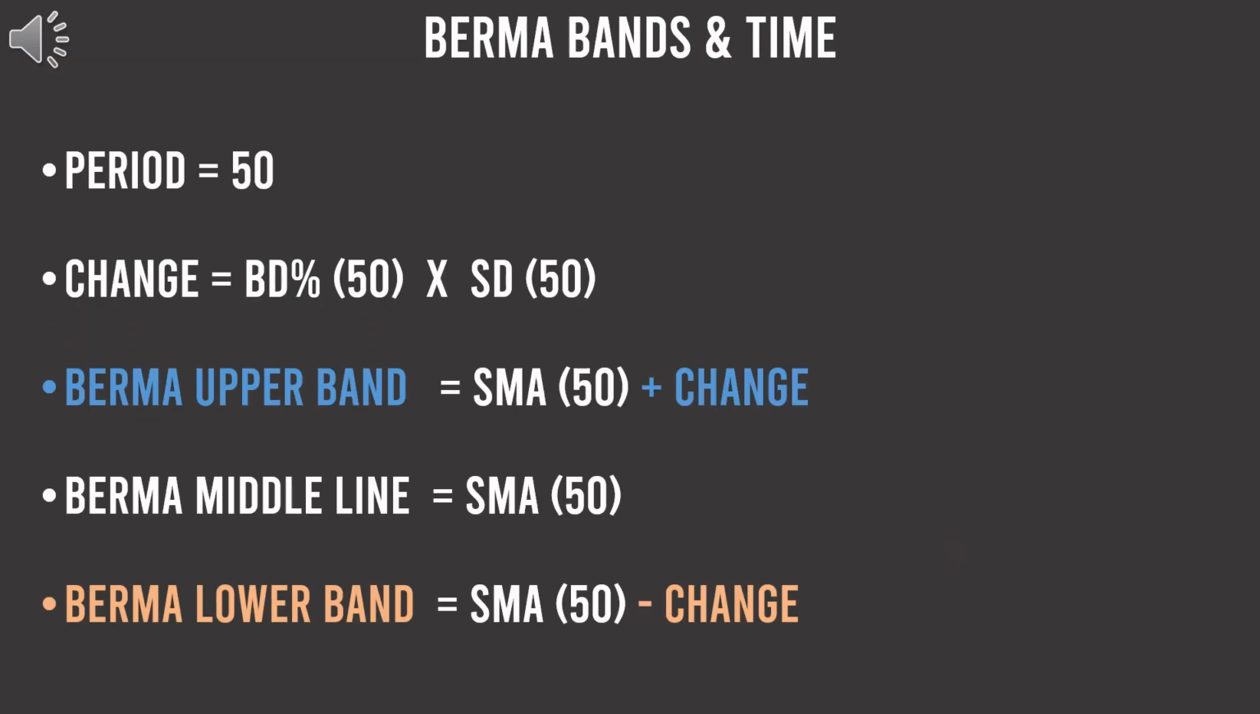Berma bands and time. Also, all equations are calculated using the same period. For example, if we want to calculate the Berma bands for 50 time periods, all components are calculated in 50 time periods.